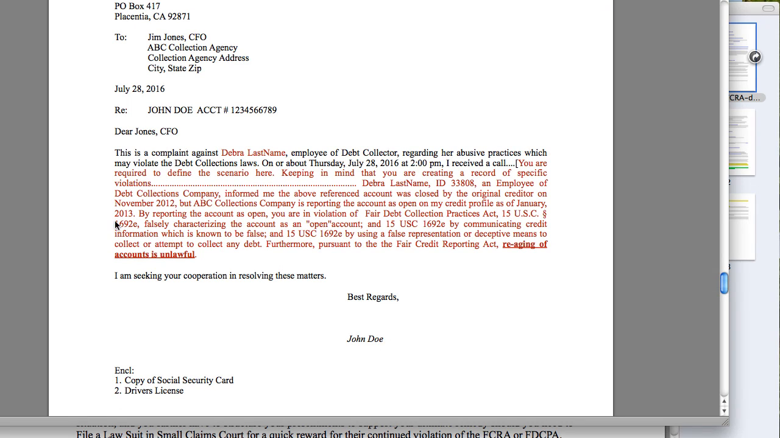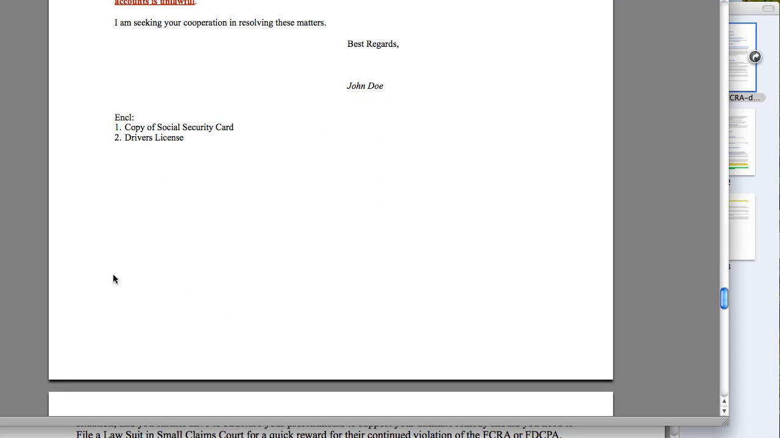And then you say whatever it is you're trying to say, and then you say by reporting the account as open, you are in violation, or whatever they're doing. So this is not making sense, but you've got to make it make sense with your situation. But by doing this, that, and the other, you are in violation of the Fair Debt Collection Practices Act, 15 USC, by falsely characterizing the account as an open account when the account is indeed closed on whatever date or whatever you're saying. And then you can say some more stuff in there, and then you close out the letter and you send that to them by certified mail or whatever.